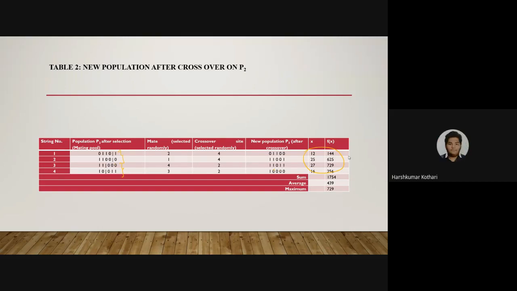Ma'am, only the second column, or are all calculations to be shown? The tables have to be drawn. Yes.